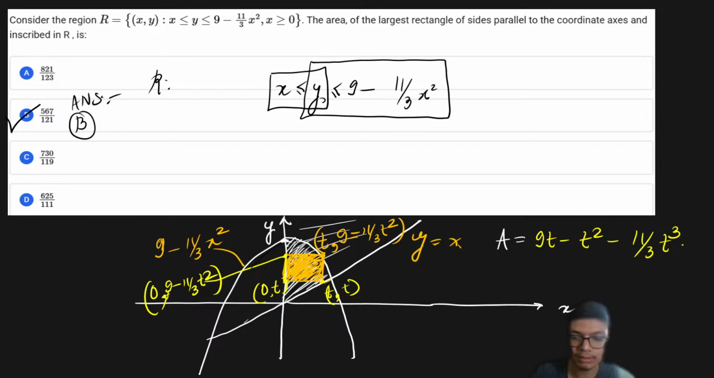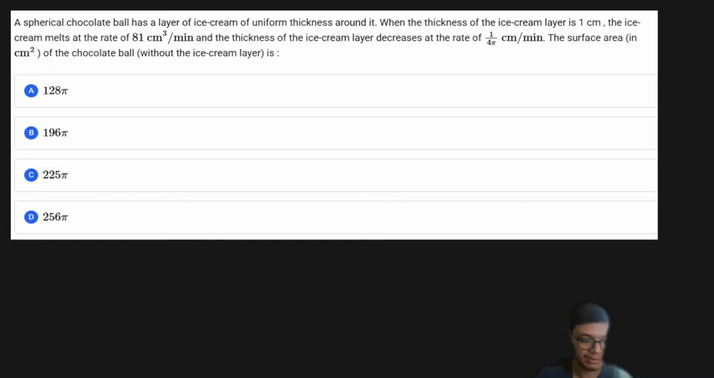Okay, so let's proceed with the next problem then. The next problem we have is another very interesting problem about the applications of derivative. Here we have to use the derivative as a rate measure. If we look at the problem, it is said that a spherical chocolate ball has a layer of ice cream of uniform thickness. When the thickness of the ice cream is 1 centimeter, the ice cream melts at the rate of 81 centimeter cube per minute. The thickness of the ice cream layer decreases at the rate of 1 by 4 pi centimeter per minute. What is the surface area of the ball at that particular instant?